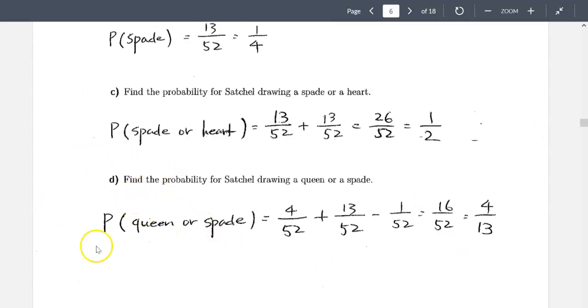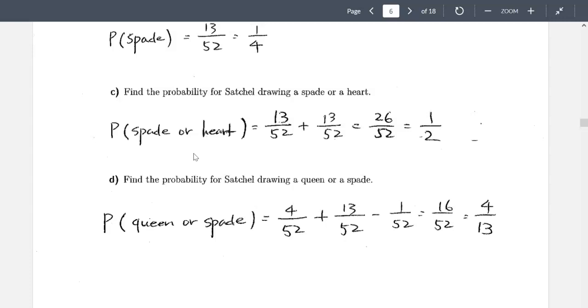Now, compare this one. I want you to compare C and D. What's the probability of getting a queen or a spade? Now, spade or a heart, the thing about spade or heart, they don't overlap. Okay, so when you talk about "or", this is called the addition rule. You need to think about whether two events overlap or not. We call it mutually exclusive or not mutually exclusive.